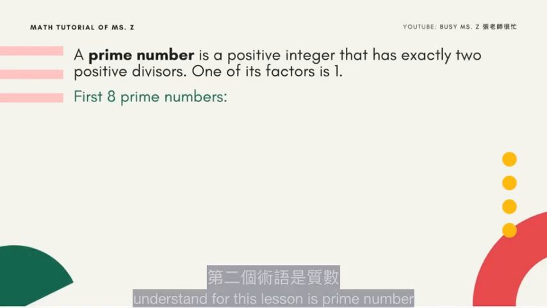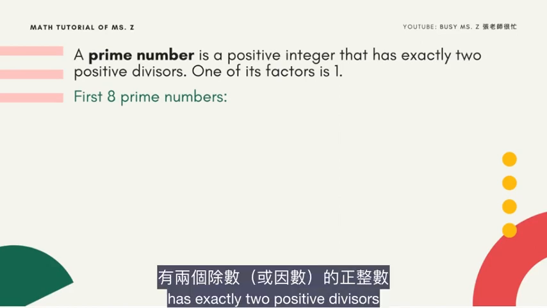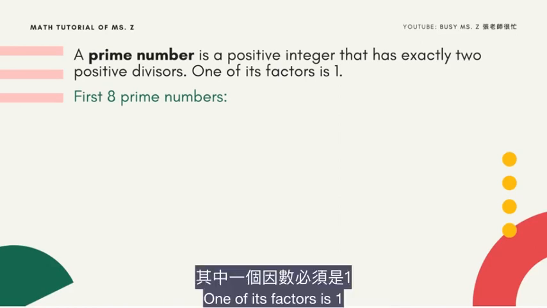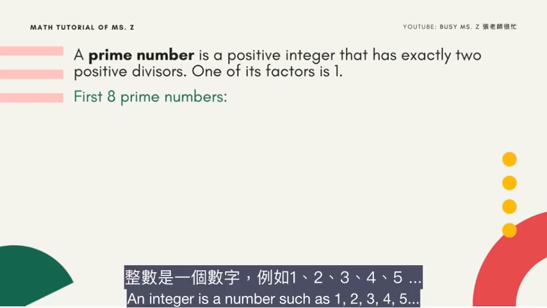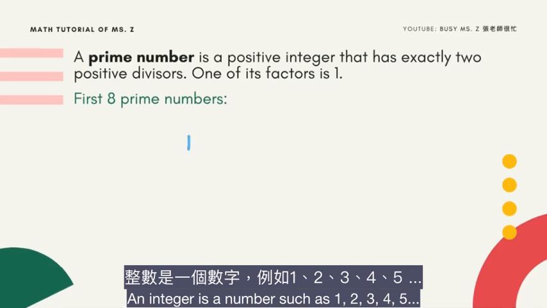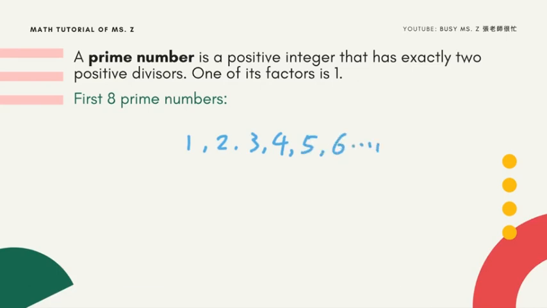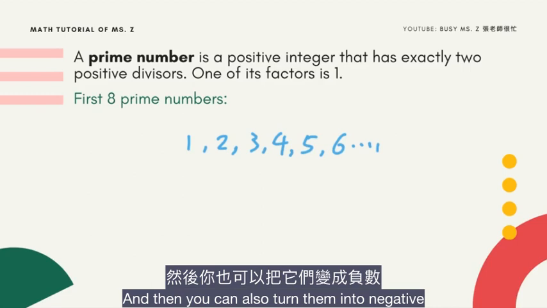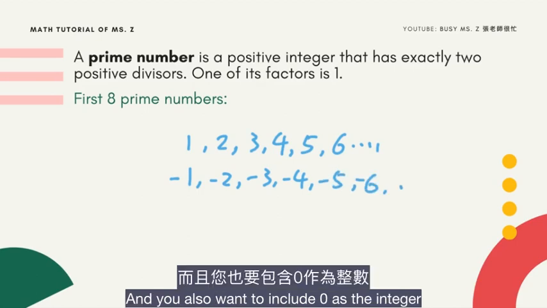The second term that you need to understand for this lesson is prime number. A prime number is a positive integer that has exactly two positive divisors. One of its factors is 1. So what is an integer? An integer is a number such as 1, 2, 3, 4, 5, like the counting numbers you learned before. And then you can also turn them into negative, so it would be like -1, -2, -3, -4, -5, and -6. And you also want to include 0 as an integer.